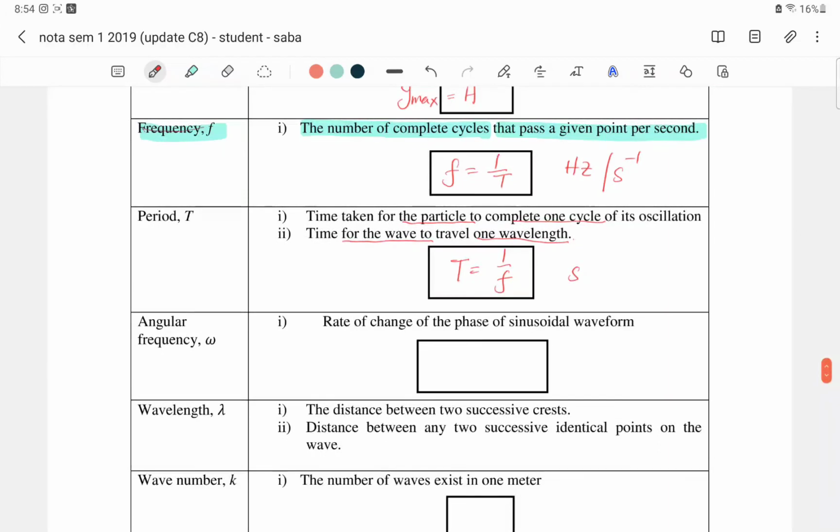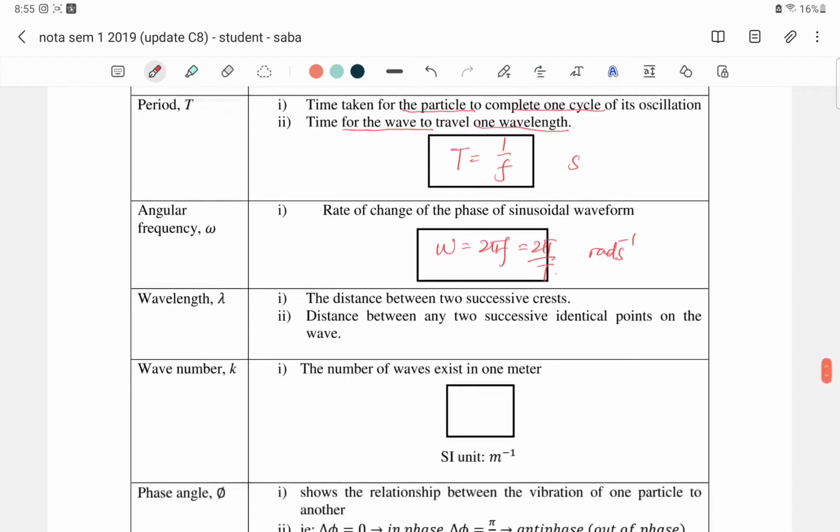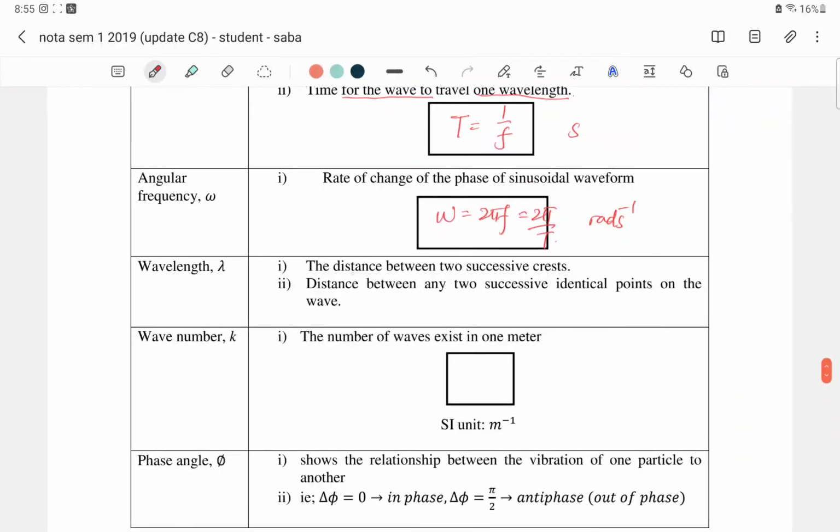Then we have the angular frequency. For the angular frequency, the formula is omega equal to 2 pi f, or we can have 2 pi over T. The unit is radian per second. Then we have wavelength, which is the distance between two successive crests, or the distance between two successive troughs. Okay.